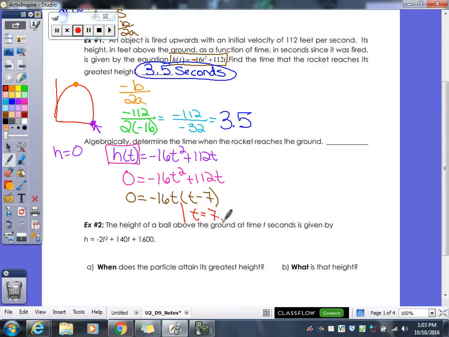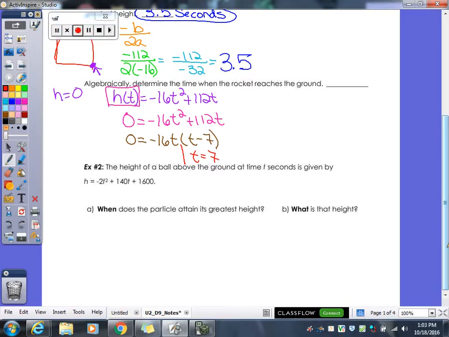So one of my answers is t equals 7 when I set it equal to 0. What do I get when I set negative 16t equal to 0? You would just get t equals 0. Because our negative 16t equals 0, we would divide by negative 16. 0 divided by anything gives us 0, so t equals 0 is our other answer.